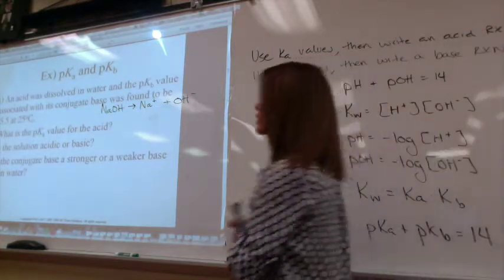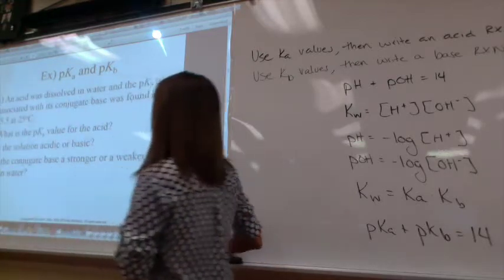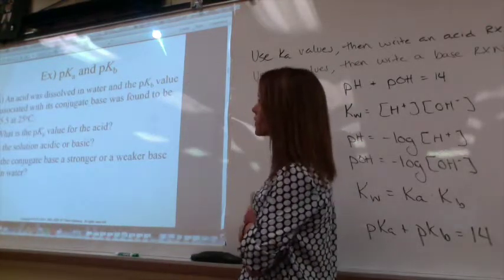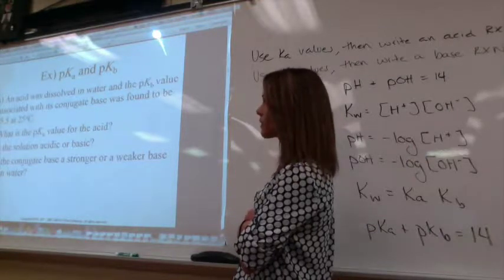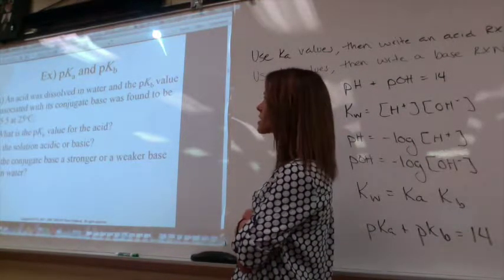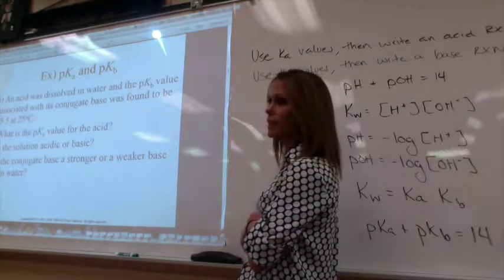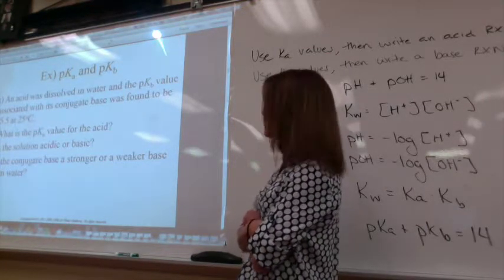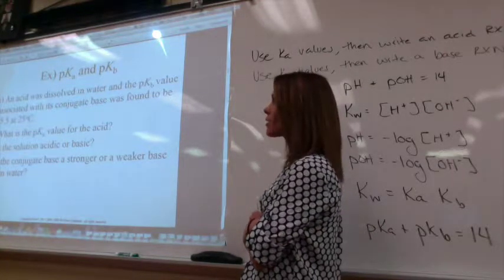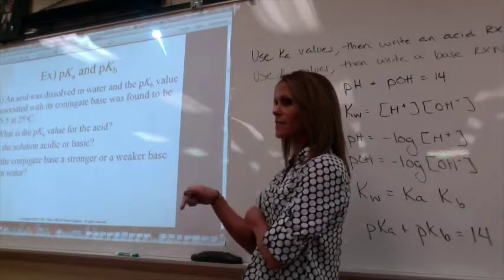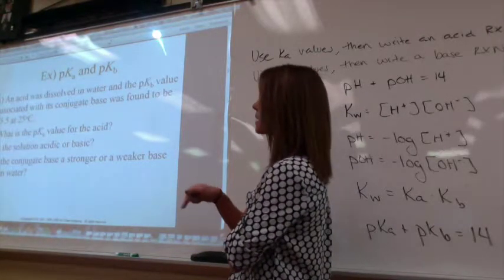All right, so now we're going to look at our pKa and our pKb values. An acid was dissolved in water, and the pKb value associated with its conjugate base was found to be 15.5. Notice that this is sort of tricky already. What did you dissolve in water? An acid, but it's giving you a pKb value, right? And a pKb value just tells you about its base, not about its acid. So the conjugate base has a pKb of 15.5.